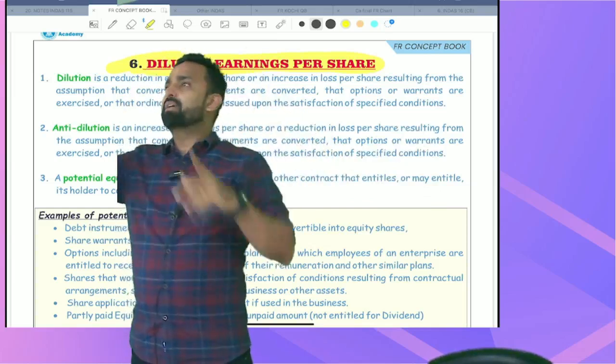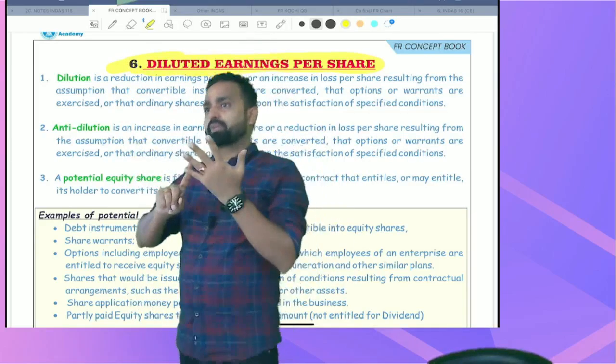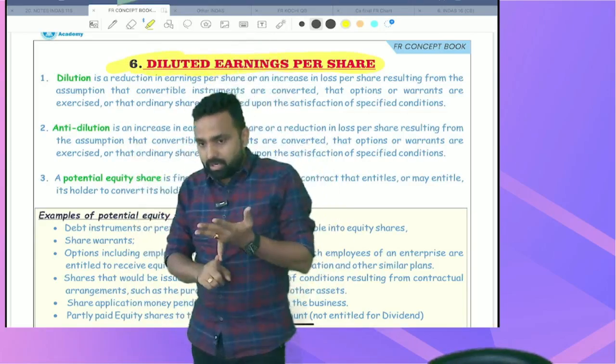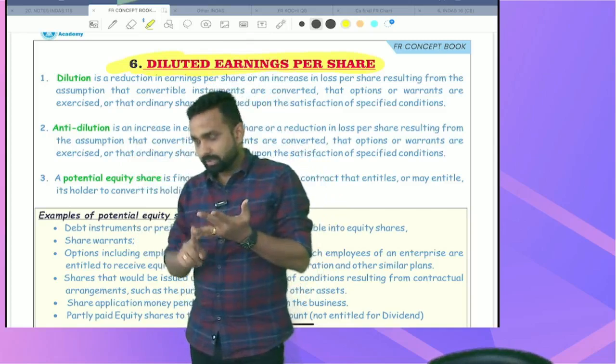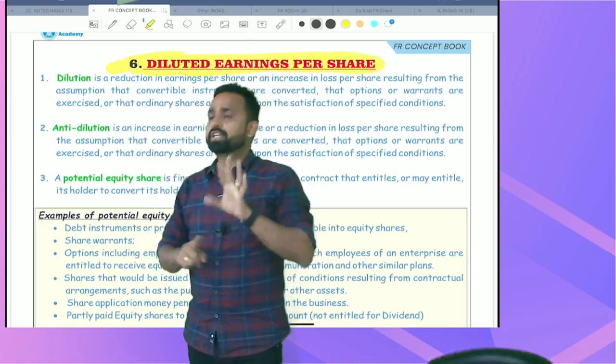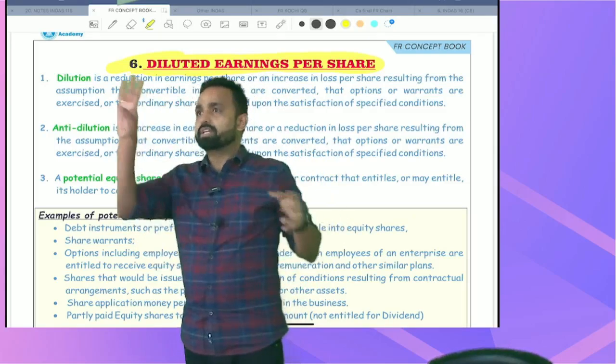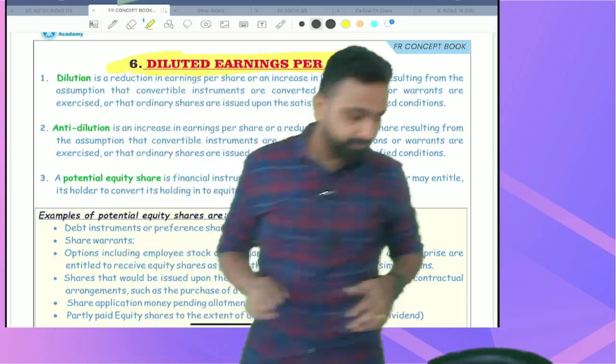I'll take one example covering all these things. What are the things? Convertible preference, debenture, ESOP, share warrant. Contingently issuable shares I will consider separately basically. So I'll consider these four.